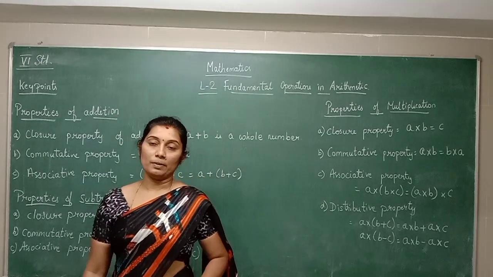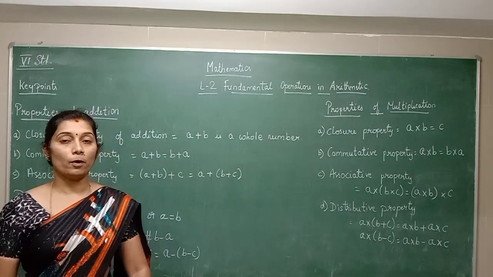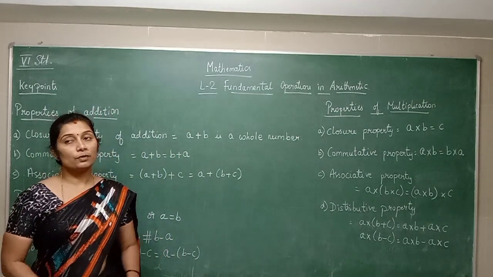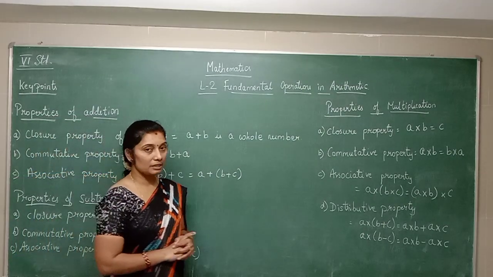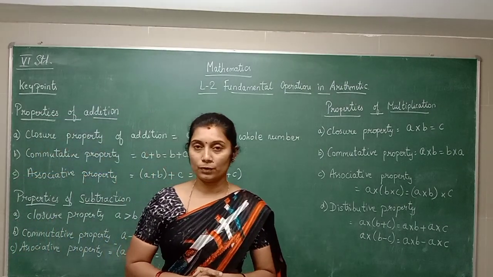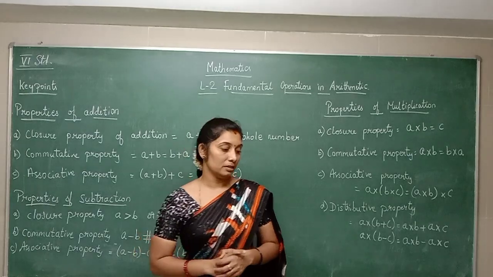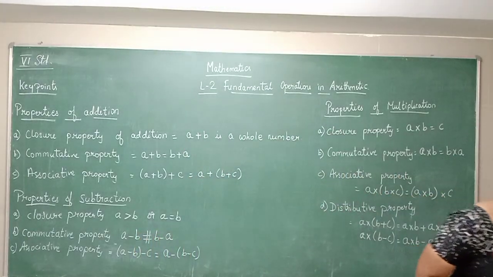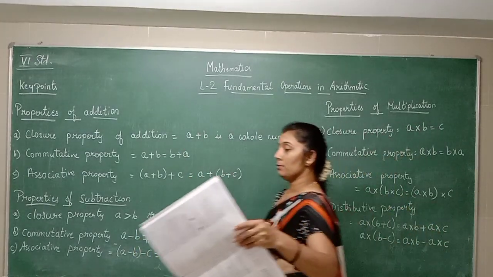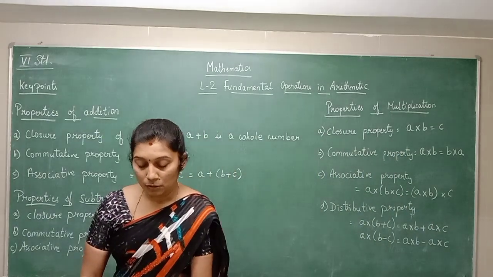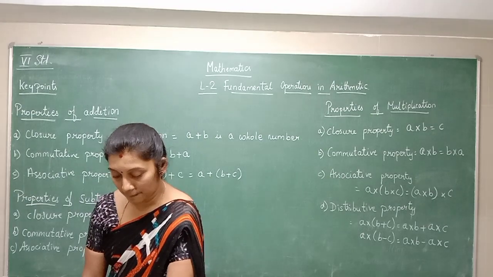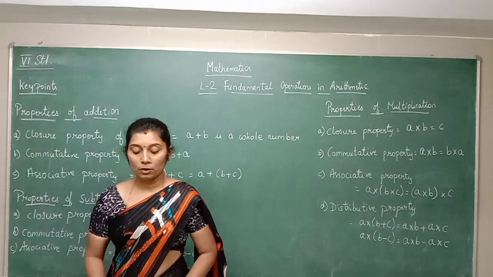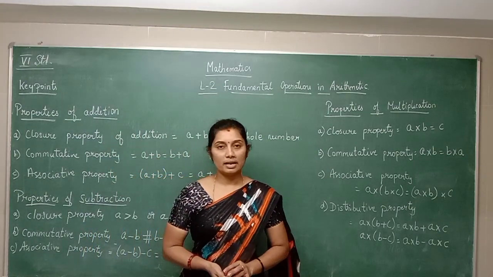So what are these properties? How should I come to know what the properties are? Here, first of all, you should know what a whole number is. A whole number always starts from 0, 1, 2, 3, 4, 5, 6, 7, 8, 9, and it will be going on. So in your chapter, you have to know what a whole number is. As I said, a whole number is the number from 0, 1, 2, 3, 4, 5 and so on.